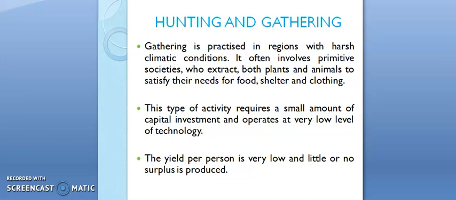Even hunting and gathering, these people at that time used to do only for their subsistence. That means whatever amount they gathered or hunted, they did only for themselves or their family members. So in this kind of activity, there was no surplus product. The yield per person is very low. It means that the per person availability of the material is very low, because at that time the people used to hunt and gather for themselves, hardly for their family members.